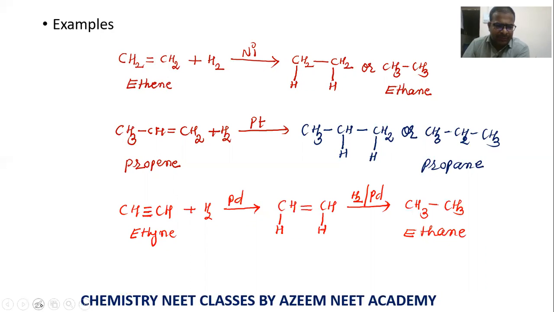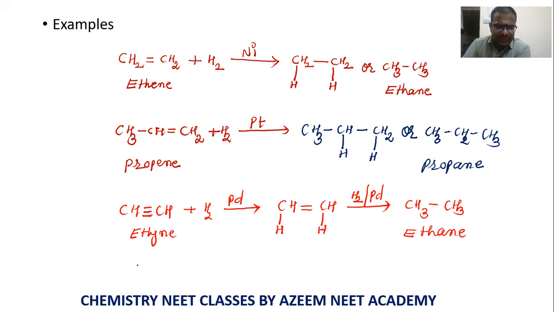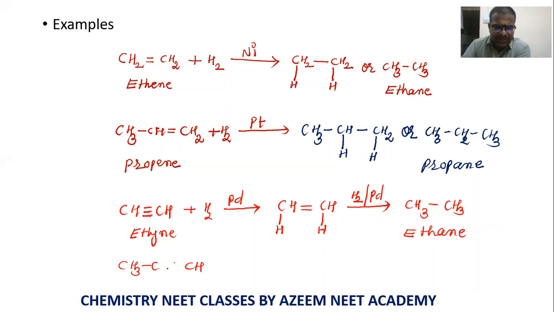I will give you one more example, students. So let's take an example of propyne, CH3C triple bond CH. Here what you take, students? CH3C triple bond CH. This is alkyne. So here I'm writing the reaction directly, students.